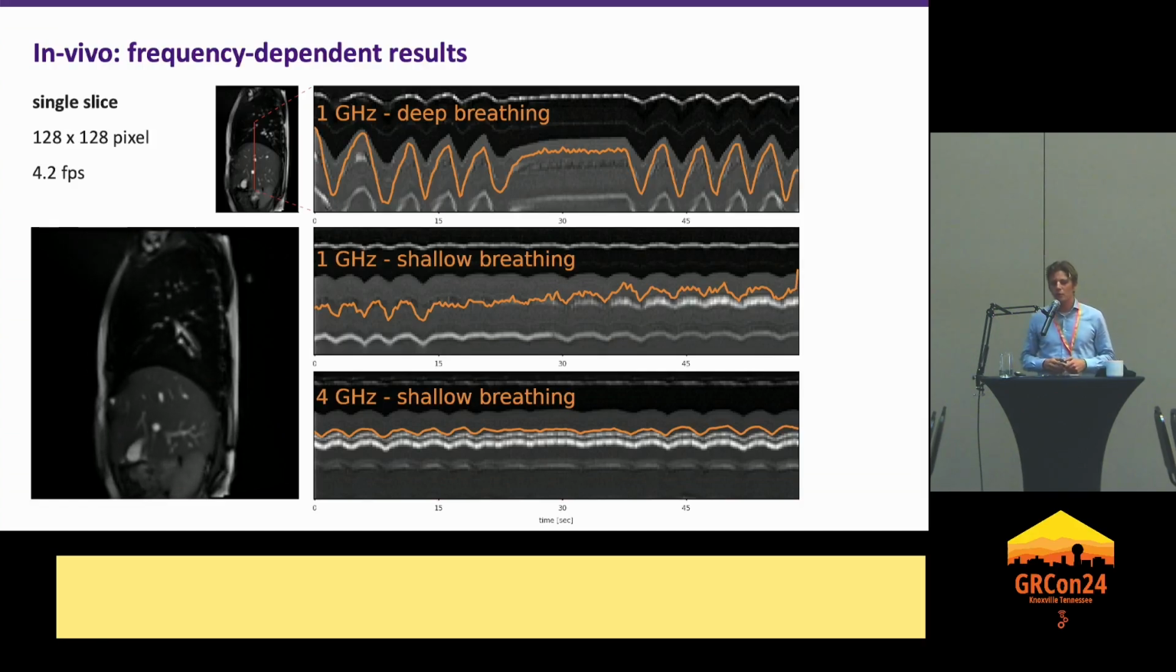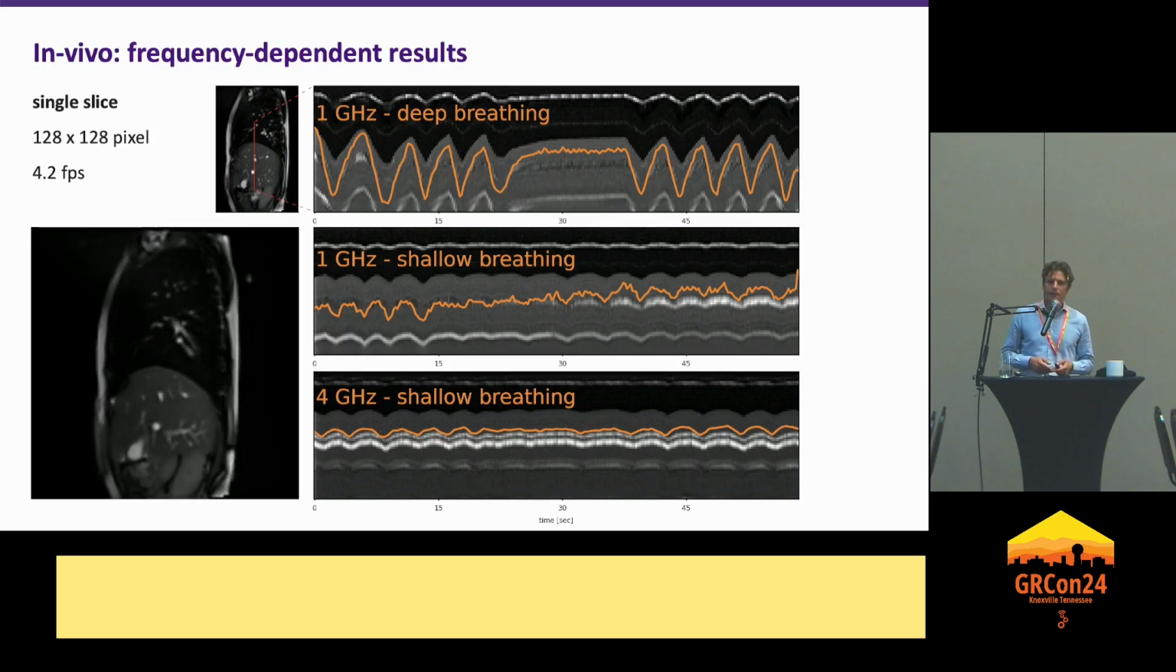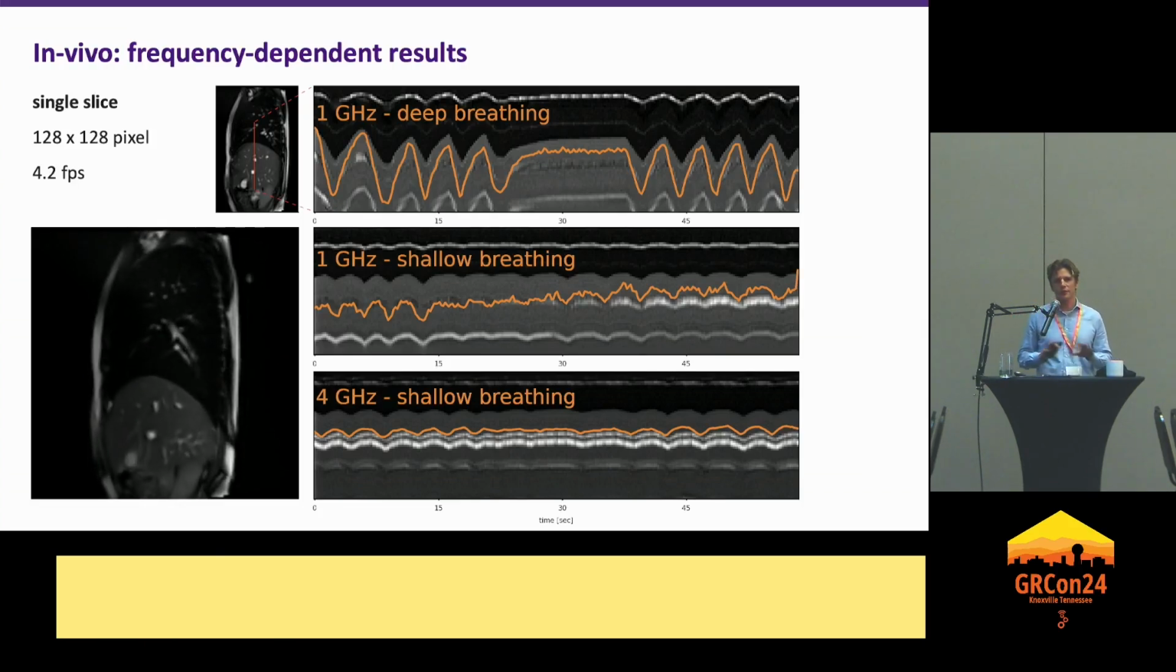In orange, we overlay the Doppler signal from our radar system. So when we ask the volunteer to take deep breaths, we see a good agreement at 1 gigahertz between the image-based ground truth and the radar. However, when the volunteer is breathing more shallowly, which is kind of natural, you see that noise becomes more dominant. If we then jack up the carrier frequency to 4 gigahertz, once again, we have a very clean signal, even during shallow respiration.